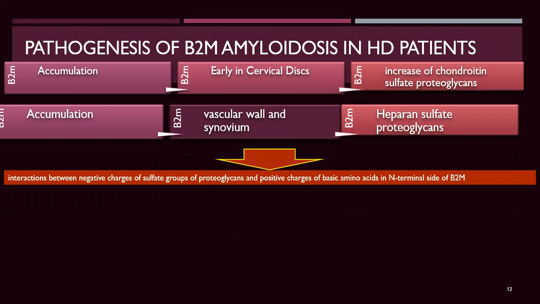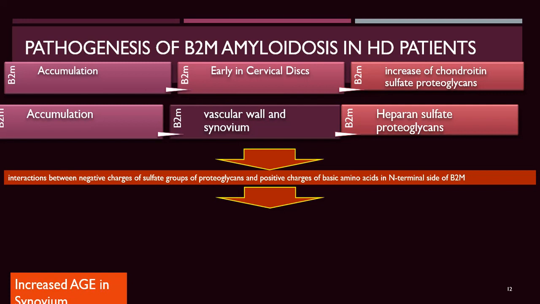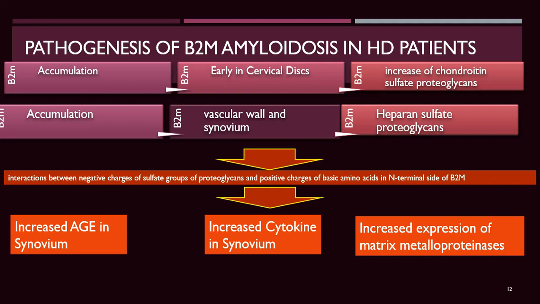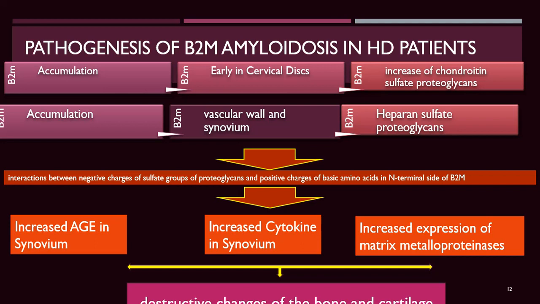Once deposited, there is a lot of interaction between the negative charge of sulfate groups of proteoglycans and the positive charges of basic amino acids of beta 2 microglobulin. This is associated with increased advanced glycation end products in the synovium, increased cytokine production in the synovium, increased expression of matrix metalloproteinases, and destructive changes as a final result.